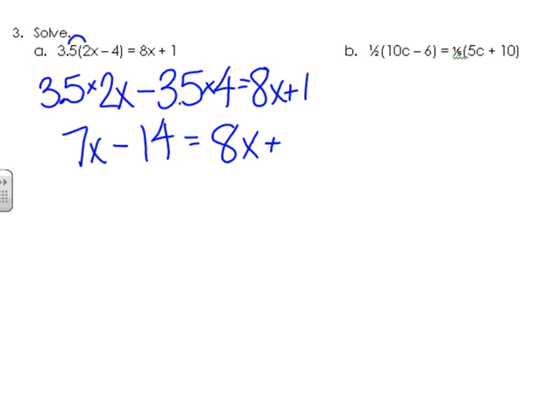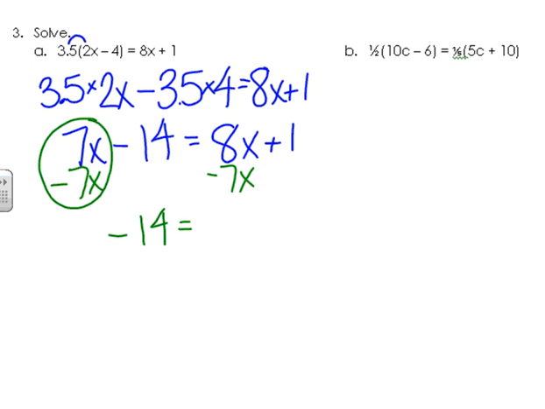Bring down the rest of the equation. We have variables on both sides, so it's always a good idea to get them on one side first. I'm going to subtract 7x from both sides. I could have subtracted 8x, but then I would have had a negative number, which is fine, but I'd rather not, so I did it the other way. All right, and subtract 1 from each side.